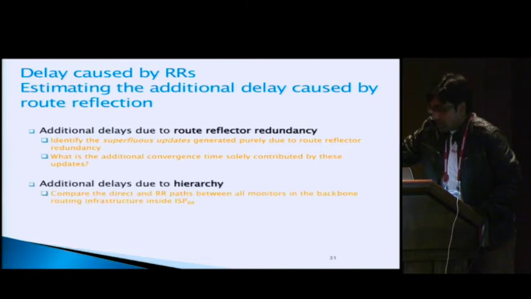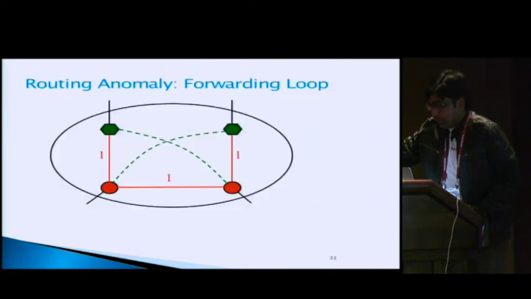So these two points we just discussed, right? If you have redundant RRs and if you have hierarchical RRs, both introduce additional hops inside your network. So the prefixes have to be processed by the RR and then finally by the client. So there's additional delay.